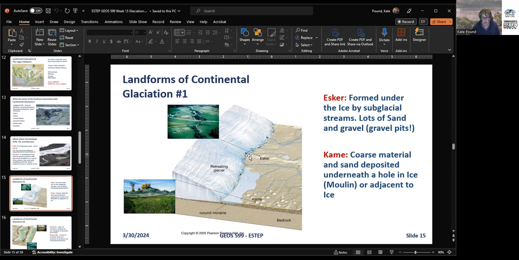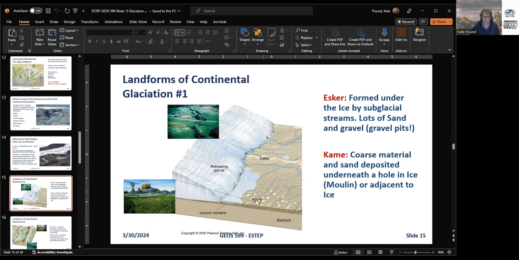So here you can see, I hope, a ridge that is kind of snaking around. That is an esker. And eskers are typically gravel rich. Many of the small gravel pits in Minnesota are in eskers. That's because they stand up from the landscape and they're very easy to extract gravel from.